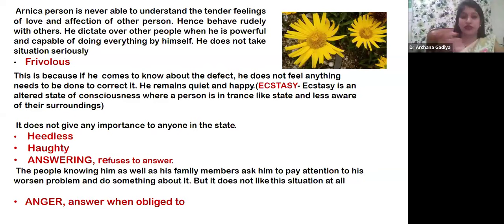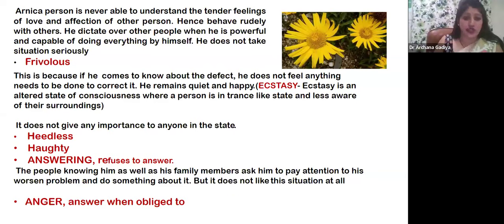He does not take the situation seriously initially. Initially he remains frivolous about this condition, like we have seen in our case also. This is because if he comes to know about the defect, he does not feel anything needs to be done to correct that defect. He remains quite happy even in that situation. We have seen Arnica is in an ecstatic and cheerful state.